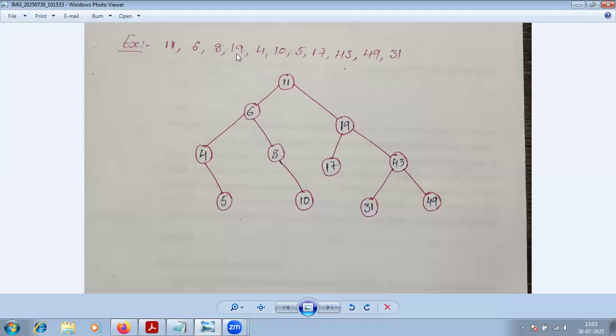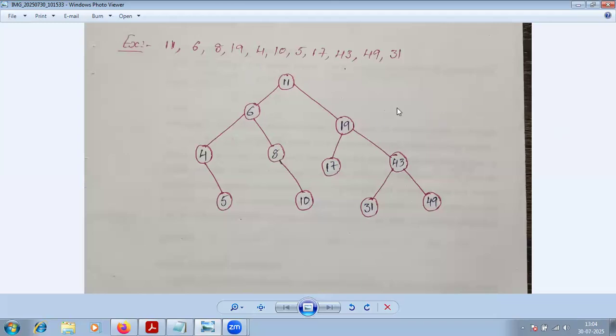Next, take the next element, 19. First, compare with the root node, 11. 19 is greater than 11, so we place it on the right side. Take the next element, 4. Compare with the root node. It is less than the root node, so come to the left side. On the left side we have already placed 6. Compare with 6. It is less than 6, so place 4 on the left side. Next, take the next element, 10. Okay, now 10.